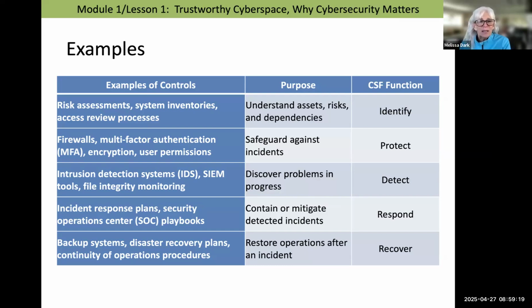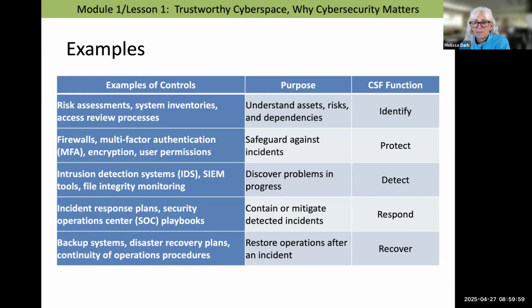So examples of controls, examples of things that you're going to learn about in this course that would help an organization identify would be risk assessments, system inventories, review processes. And you don't necessarily learn about these next. As a matter of fact, you're not going to learn about risk assessment until Module 5. But when you learn about it, I want you to remember, that's an important part of the NIST CSF identify function.